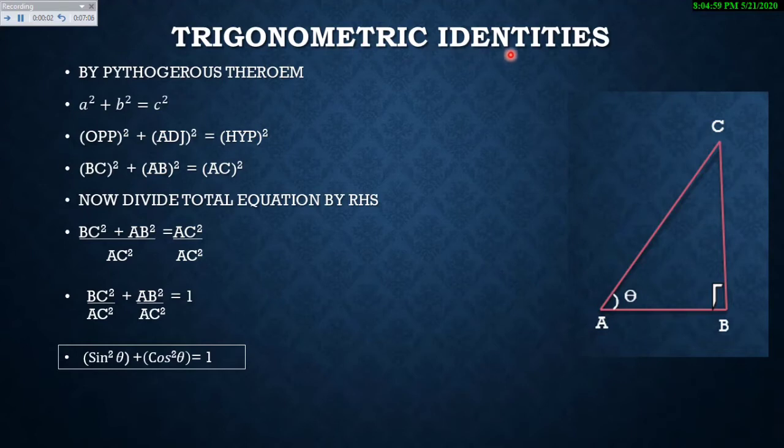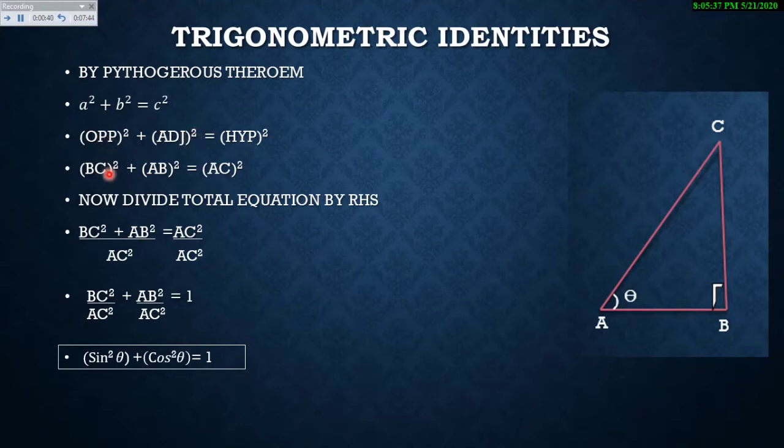Next, trigonometric identities. We have learned trigonometric identities earlier also, but let us look at it. So let's take a triangle ABC as usual. We have taken it in part 1 also. ABC, opposite side is BC, adjacent side is AB, and hypotenuse is AC. We know Pythagoras theorem: hypotenuse square equals opposite square plus adjacent square.